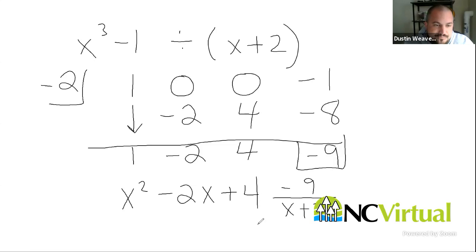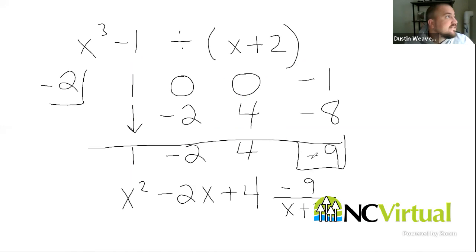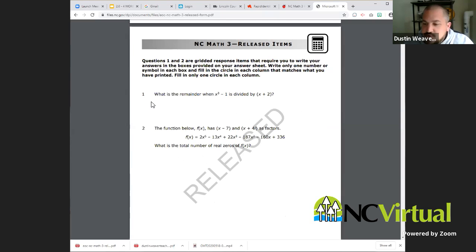Now, if I go back to the problem, these are gridded response or free response questions. The question asks, what is the remainder? So the only thing we needed to know for this one is the remainder. And so we would have typed in negative 9. So the remainder is negative 9. That's our remainder for this problem, and this would not be multiple choice. This would be one where you would be typing in your response.